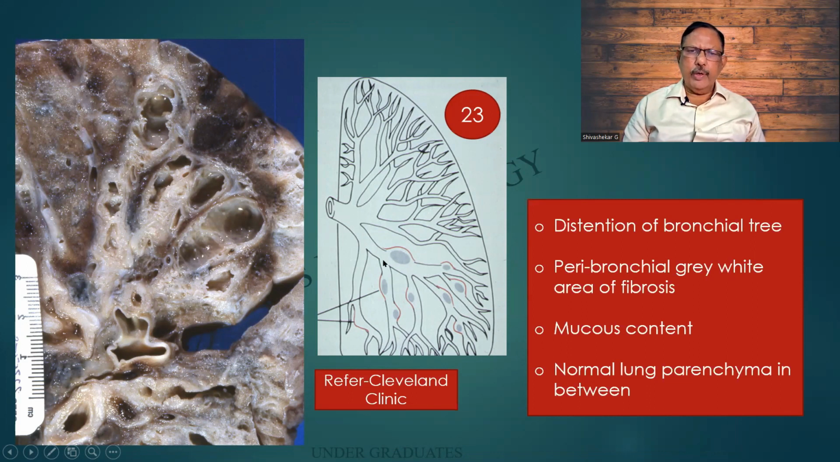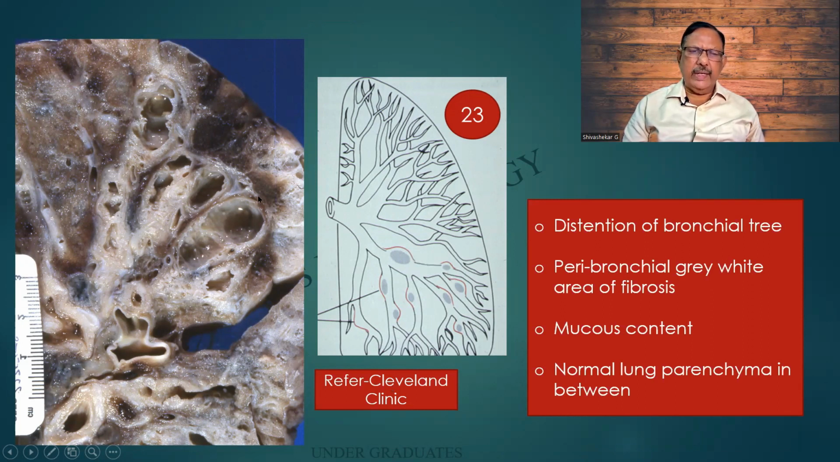And this is a bronchial tree that I am seeing. The bronchial tree, just like branches. But I am finding distensions. There are multiple areas of distension. They are all saccular, etc. And this particular specimen is from Cleveland Clinic.